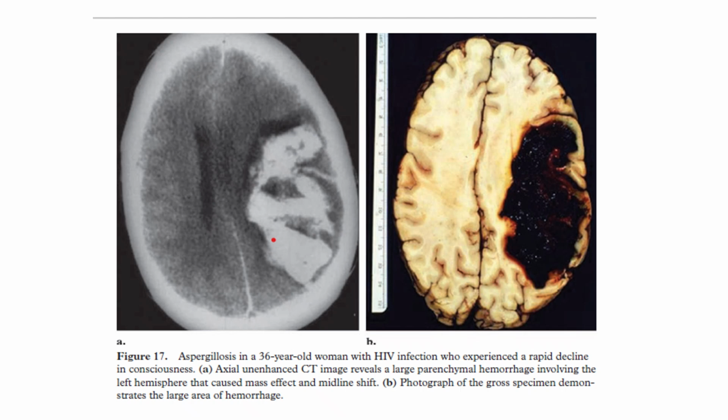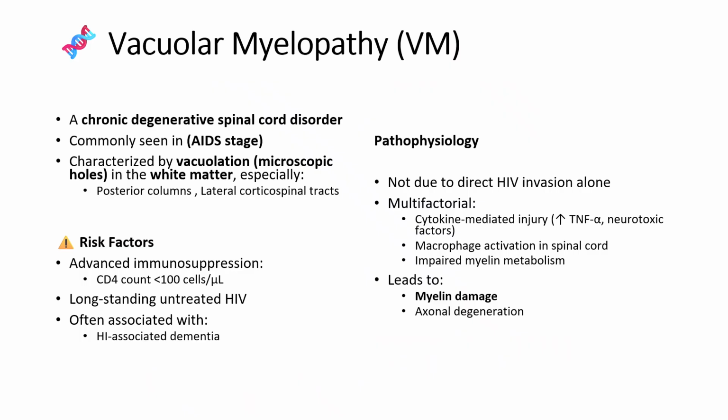Here we can see aspergillosis in a 36-year-old woman with HIV infection who experienced a rapid decline in consciousness. First image, axial unenhanced CT revealing large parenchymal hemorrhage involving the left hemisphere that caused mass effect and midline shift. Second image, gross specimen demonstrating the large area of hemorrhage.